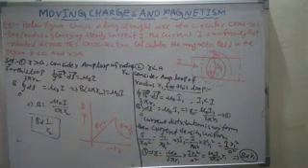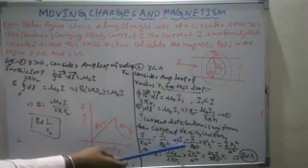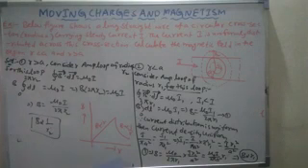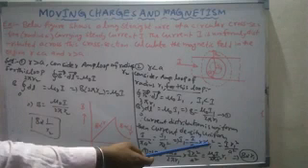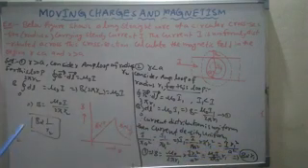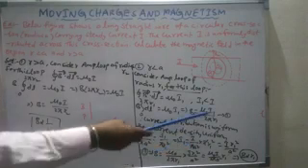Pi r1 square. From this, what will I1 be equal to? I1 is I by pi a square into pi r1 square. Pi gets cancelled. Correct? That is equal to I into r1 square by a square. This I1 you put in equation 1.